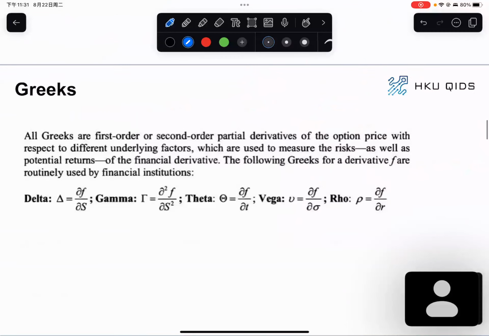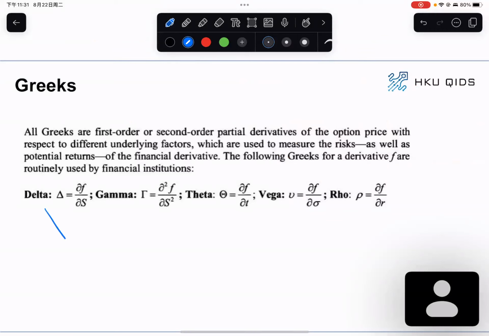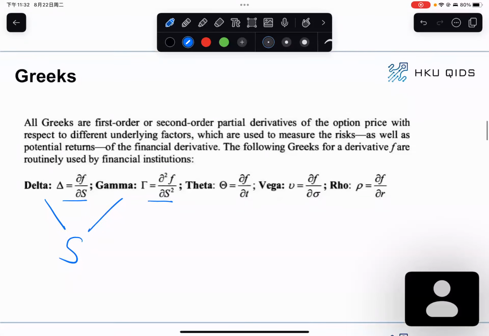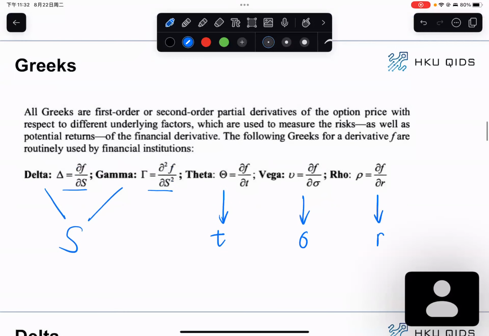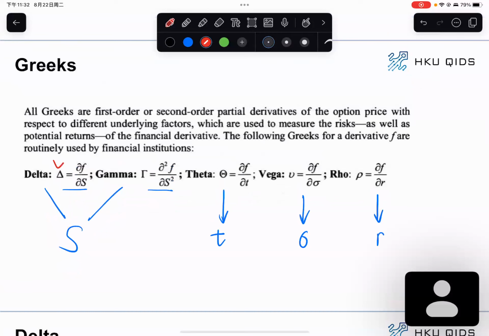And thus, we have the 5 Greeks. Delta and gamma are all related with S. Delta is just the first order derivative according to S, and gamma is just the second order derivative with respect to the price factor. Okay, and theta is for time, vega is for volatility, and rho is for interest rate. Okay, so we're going to be talking about delta, gamma, theta, and vega in detail.